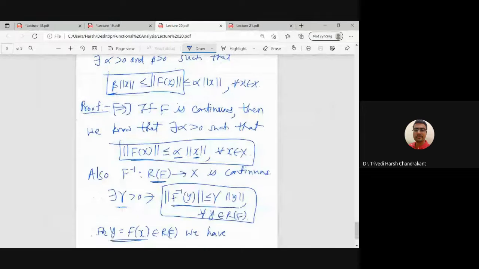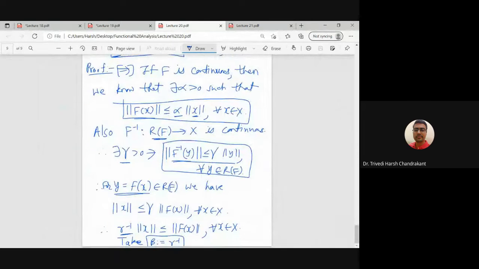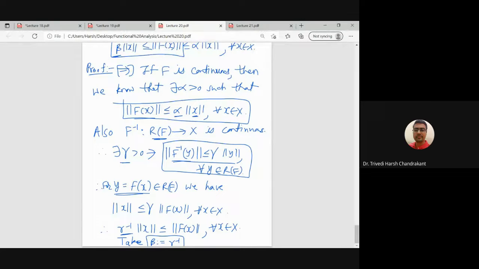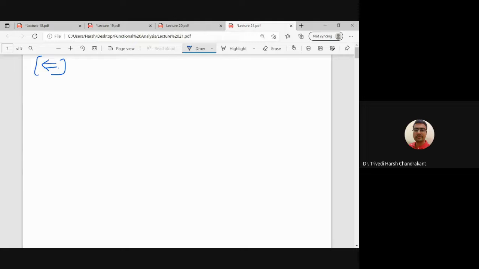Right, so alpha exists because f is continuous, gamma exists because f inverse is continuous, and then gamma inverse satisfies this property of beta. So one part we have done. Now the converse part. You can see that everywhere we are using linear algebra as well as properties of non-linear spaces, basically the continuity.